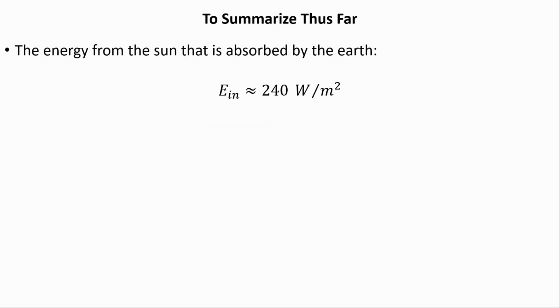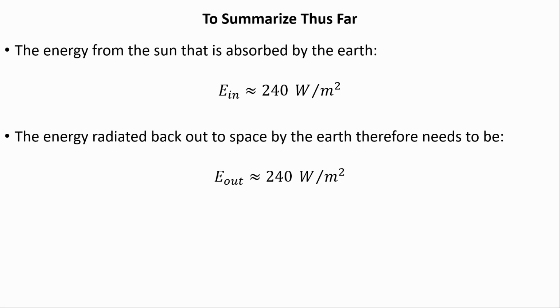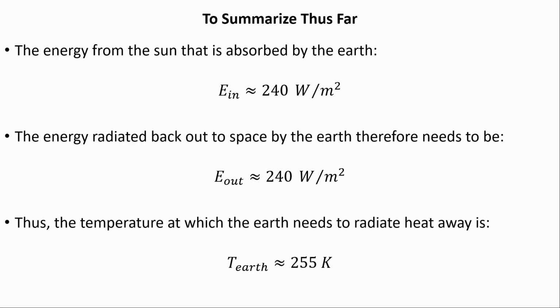So to summarize so far, what we found is that the E in, the amount of energy coming in, on average is about 240 watts per square meter. The energy radiated back out to space from the Earth, therefore, would have to be 240 watts per square meter. Because remember, if we are in energy balance, then the E in is equal to the E out. And because we know that the E out has to be 240 watts per square meter, we know that the temperature at which we need to radiate heat away is 255 Kelvin.